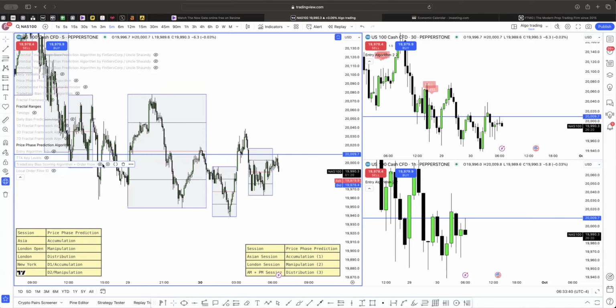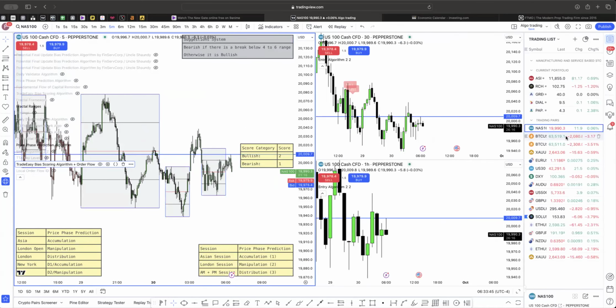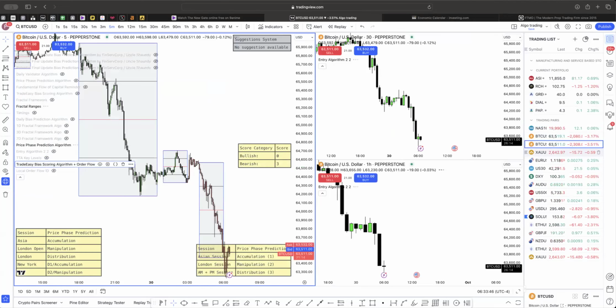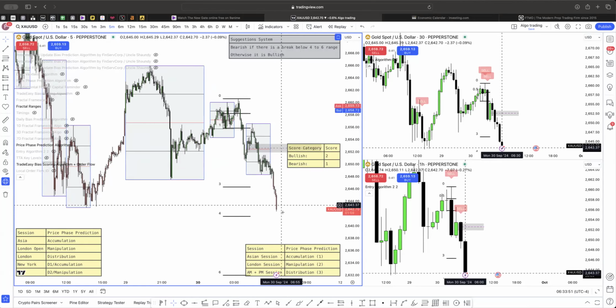Okay. Nasdaq. Okay, now I know why it was not working, because I had another algo on. So let's go back to gold. What did gold do? Bearish order flow here.